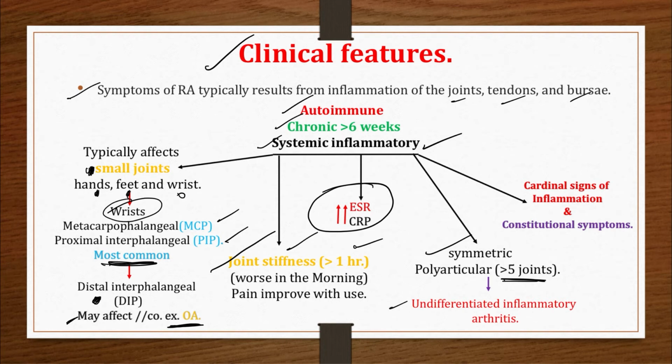then we classify that rheumatoid disorder as an undifferentiated inflammatory arthritis. Also, as we know, the rheumatoid arthritis patient, because this is an inflammatory disease, will present to you with the cardinal signs of inflammation like redness, swelling, pain, hotness and loss of function, disability, along with the constitutional symptoms like fatigue, weakness, weight loss.